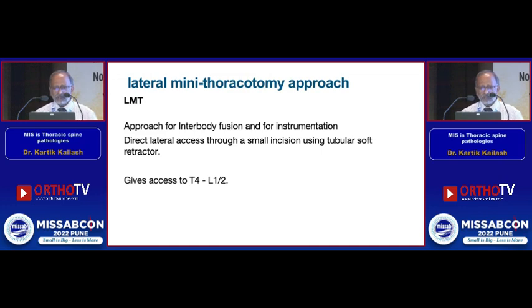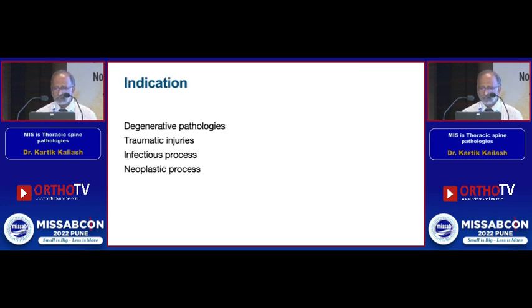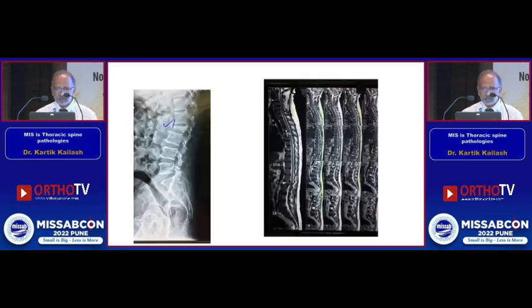Now look at the mini thoracotomies. It's done from T4 to L1 and L2. It's through a small incision to a tubular retractor. Degenerative pathologies, traumatic injuries, infectious processes, neoplastic processes, all these can be addressed as seen by various authors.